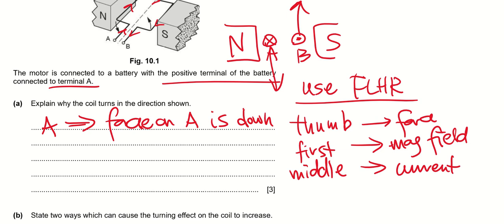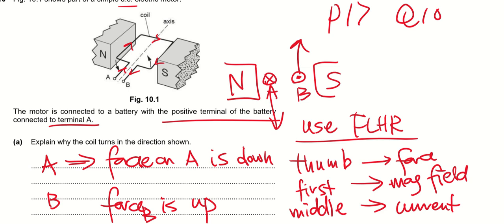Okay? Then after that, if A, the force is down, for B, you don't have to go through everything again because you have already explained previously. Yes? So you just say B, because the direction of current is opposite, the force on B is up. Right? Therefore, it will then turn in an anti-clockwise direction. Are we okay? You all know how to answer. Look at the number of marks and answer accordingly.